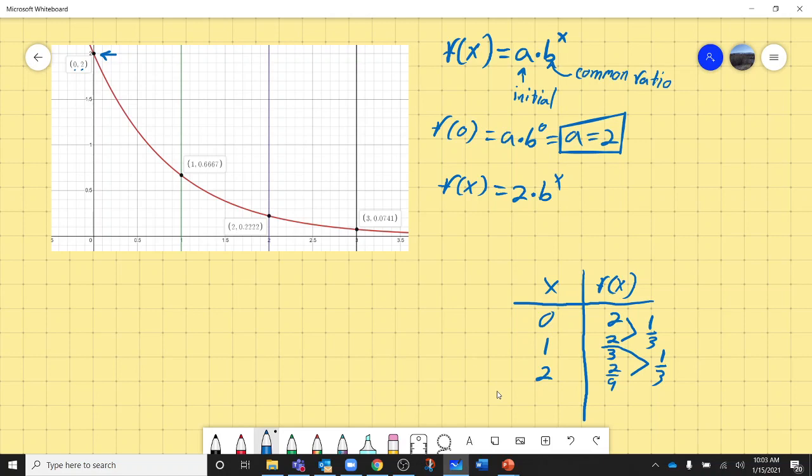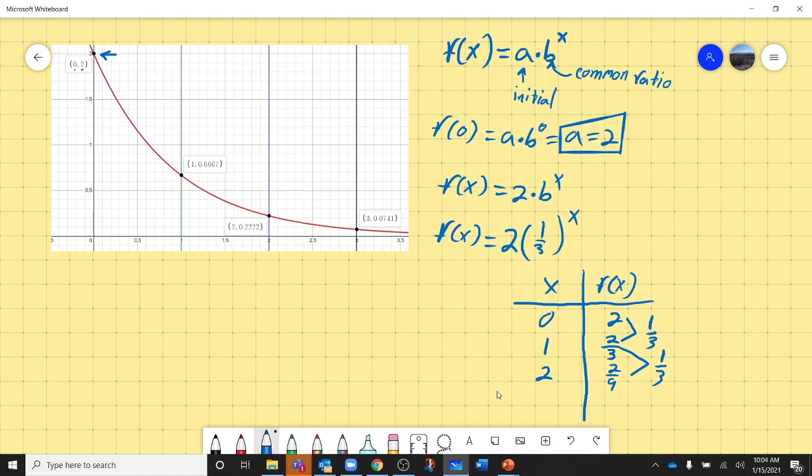Okay, and so our common ratio is 1/3, and so our final equation is f of x is equal to 2 times 1/3 raised to the xth power. And remember, this one is decreasing, and that's because our common ratio is less than 1. If it was 1, then we'd have a straight line. If it's greater than 1, it's going to be increasing. If it's less than 1, but still positive, right? If it's between 0 and 1, if it's a fraction, it's going to be decreasing.